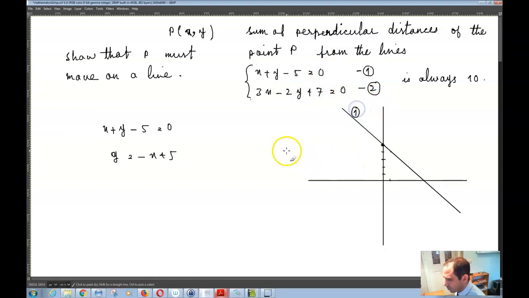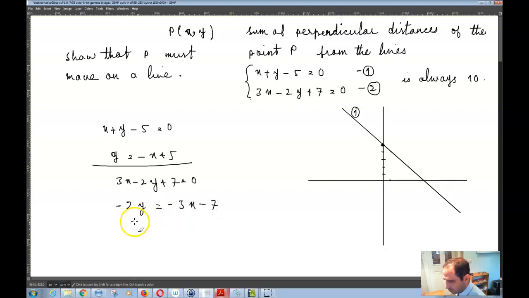This is line 1. And line 2 is basically 3x minus 2y plus 7 is equal to 0, or negative 2y is equal to negative 3x minus 7, or 2y is equal to 3x plus 7, or y is equal to 3 halves x plus 7 halves. And so 7 halves is 3.5, 1, 2, 3, 3.5 is 1 point on the line, and the slope is 3 halves.